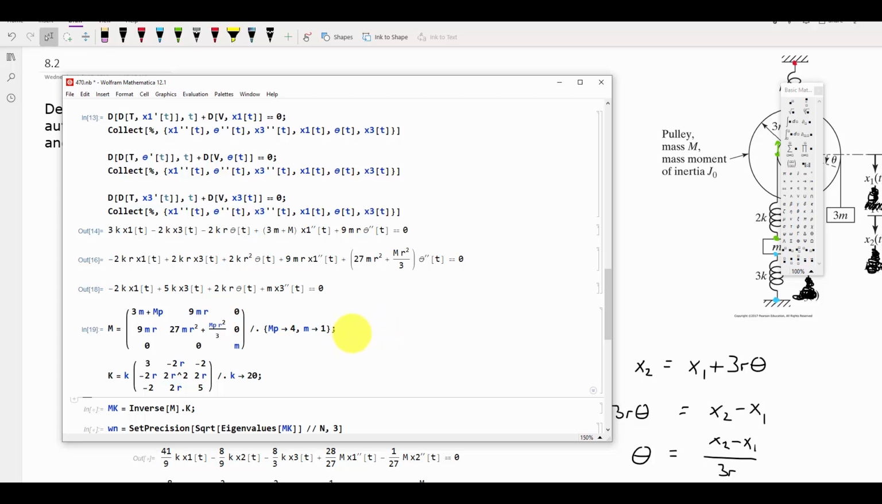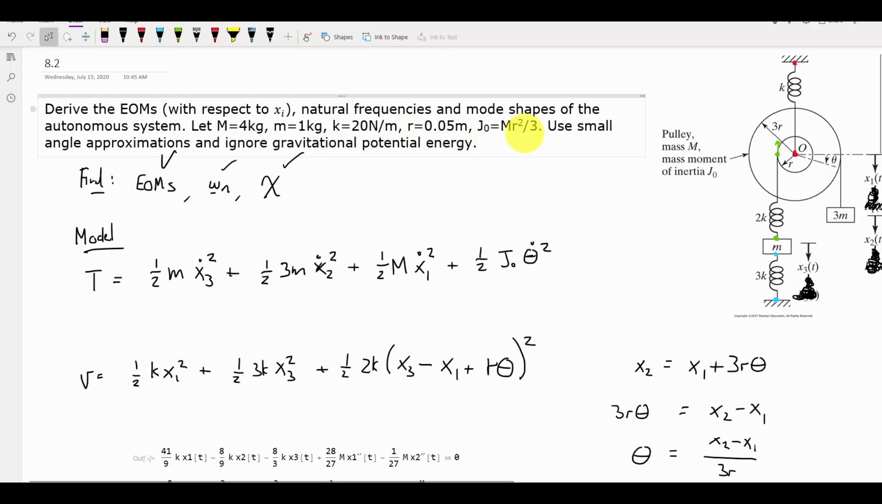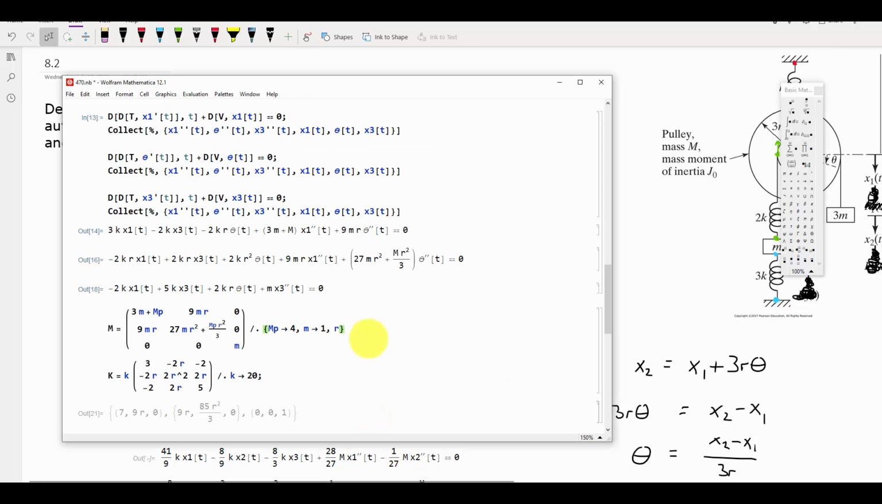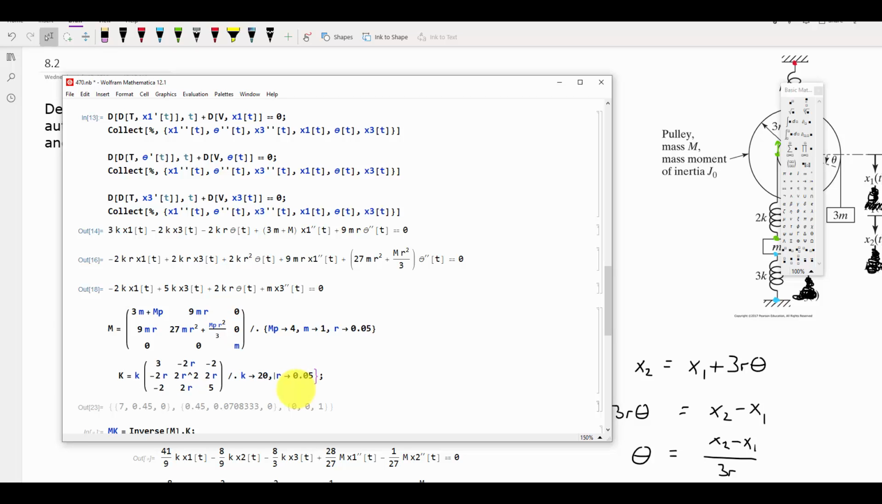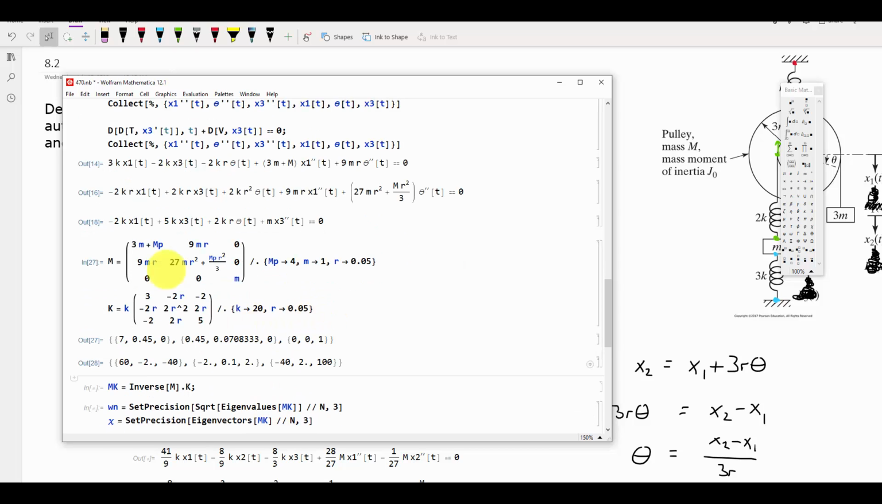And I have to put in my value of r now because that did not drop out. R is the 0.05. So I'll put my r value in, and I will need the r value down here as well. Right, so I have now the m and the k matrices, and we see we have them all as numbers. So let me just suppress that and run that.